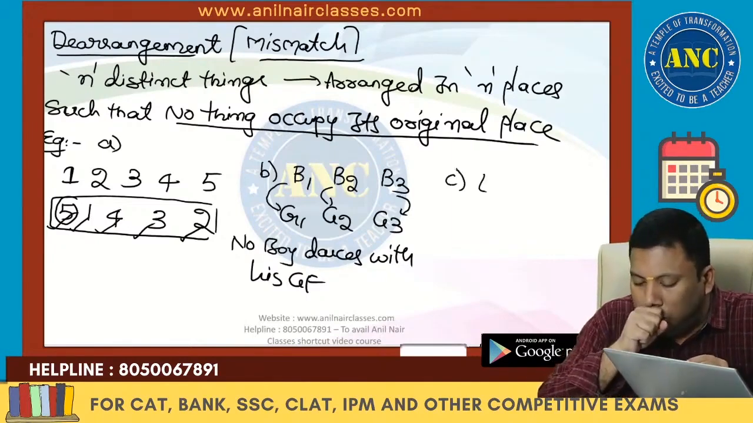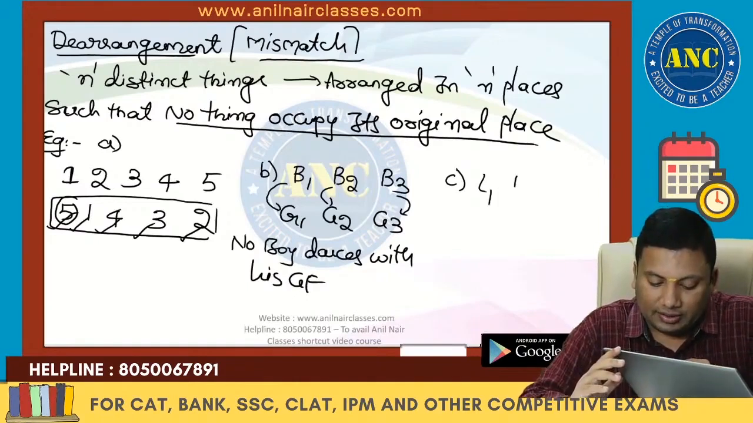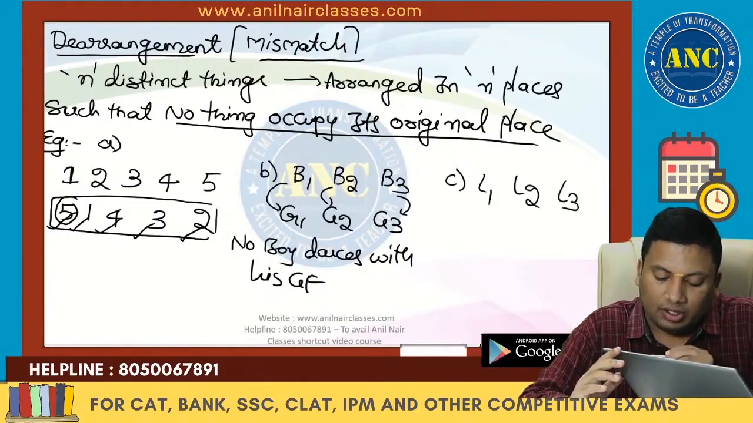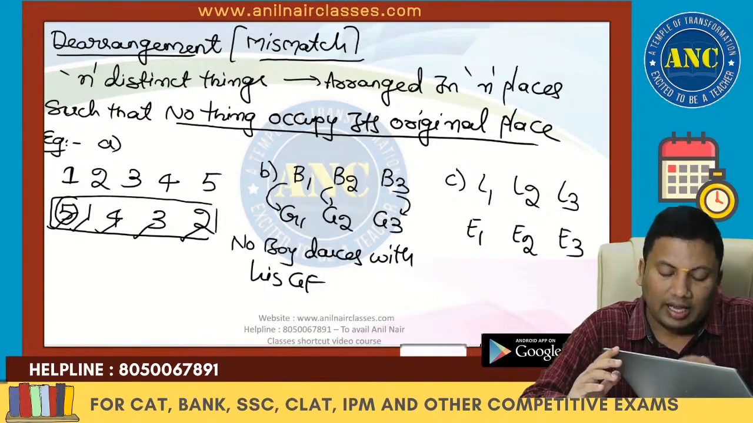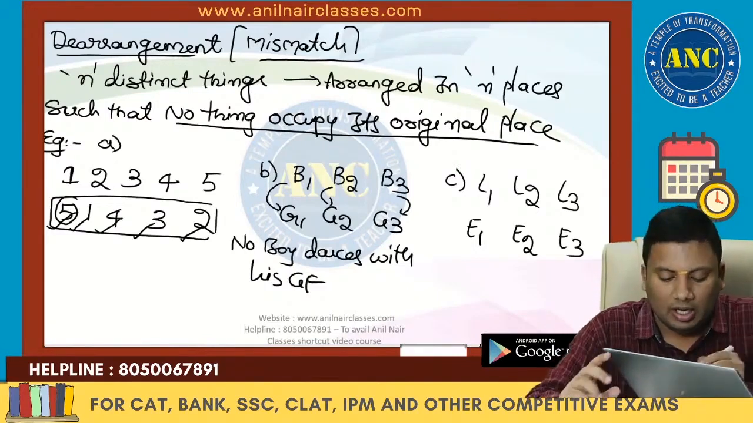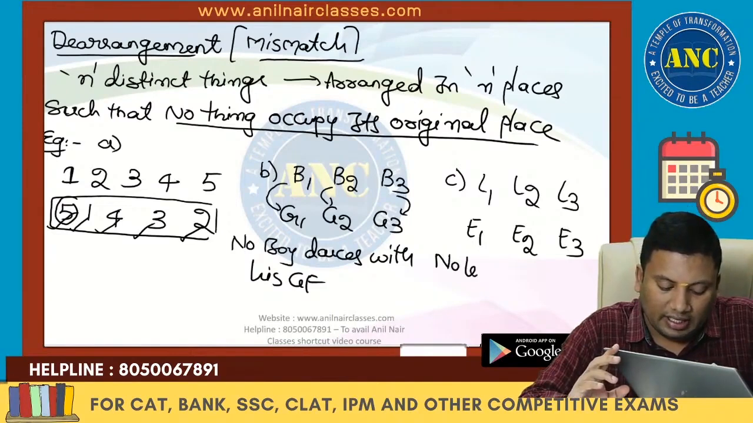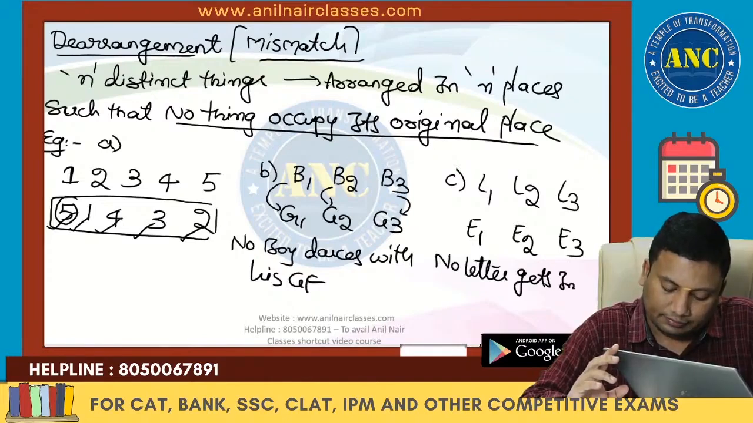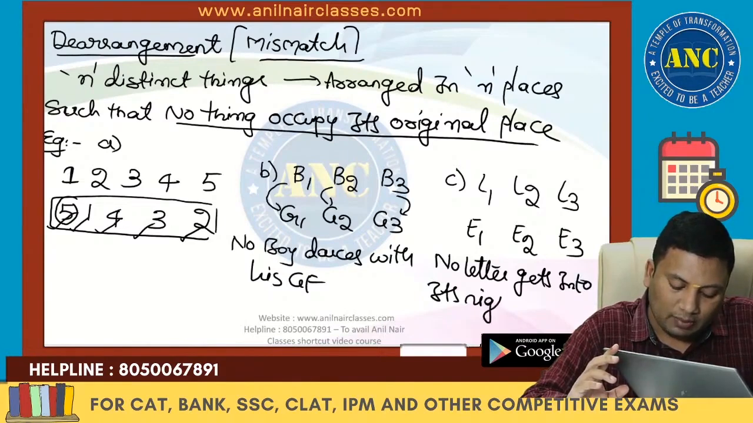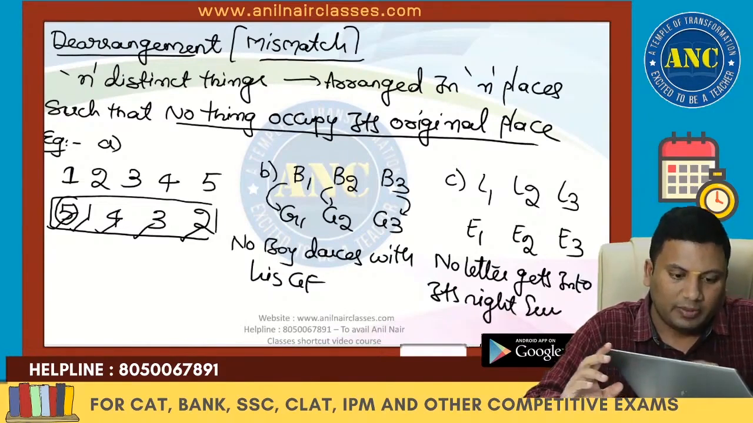There are 3 letters, L1, L2, L3. L1 should get into envelope 1, L2 should get into envelope 2, L3 should get into envelope 3. No letter gets into its right envelope. This is also an example of a dearrangement.